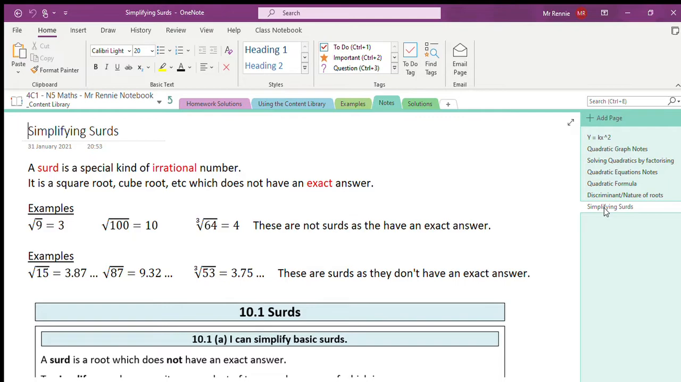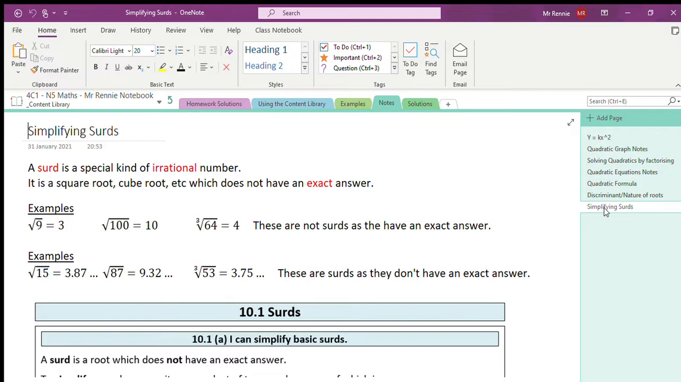Now, those are examples of not being surds. They are not surds because they have an exact answer. There's no need to round our final answer here. However, if you look below at, for example, the square root of 15, or the square root of 87, or even the cube root of 53, we would see we would get a decimal answer. So they are surds.